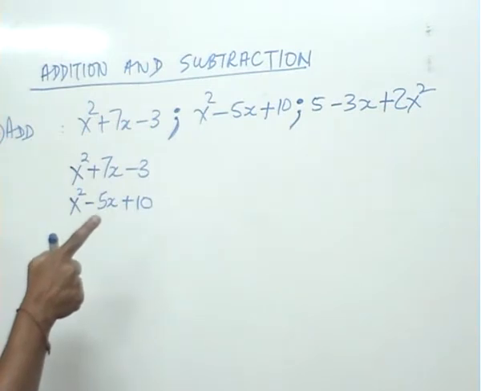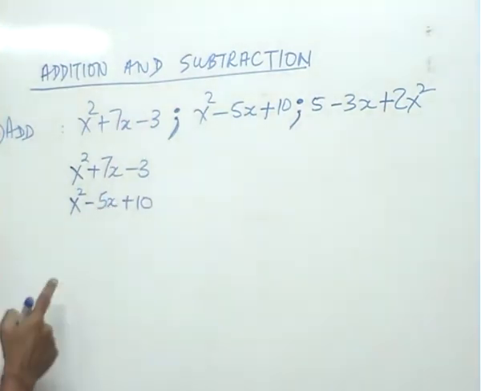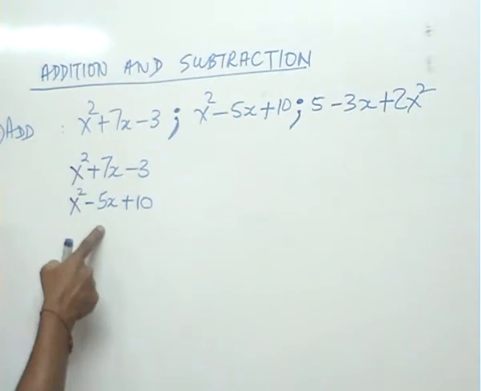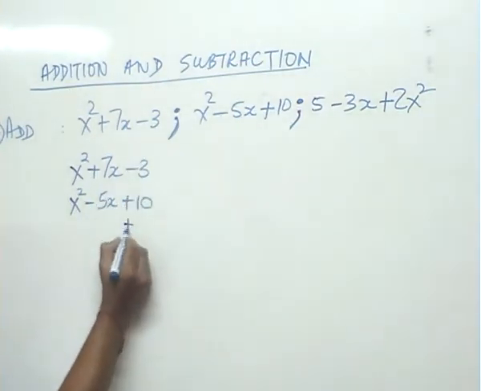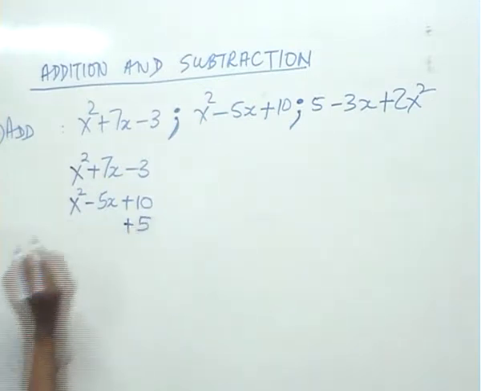So when you're doing the last one now, you've got to be careful. The first thing is 5. So you can't write 5 here. 5 is a number, it must be in the number column. And 5 is understood to be plus 5.